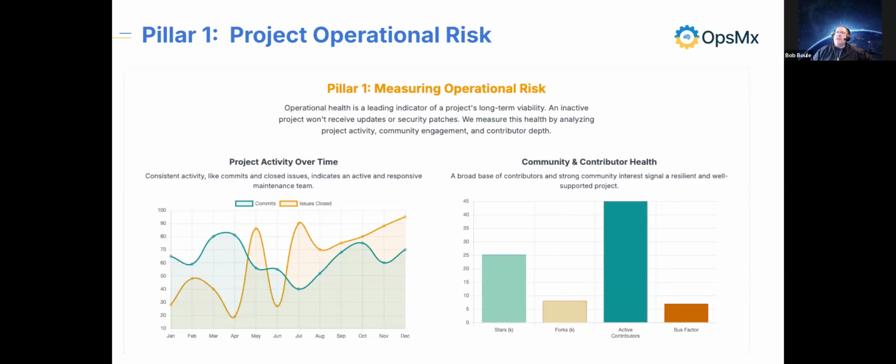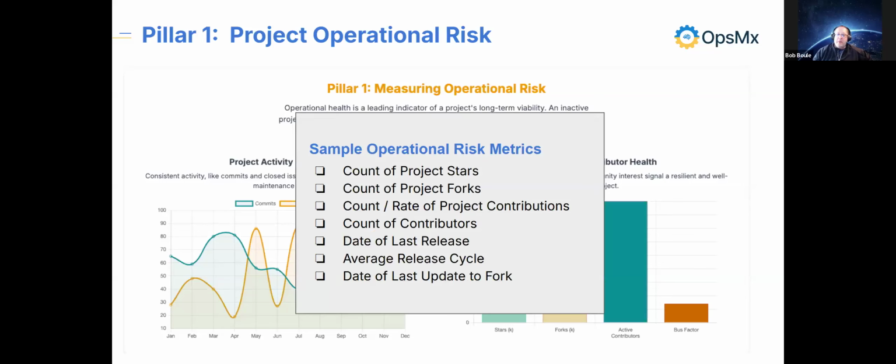I think there's a build here, David, as well. The sample operational risk metrics are going to be project stars, forks, watchers, contributors, number of contributions, the average release cycle, and the date of the last update. Those types of scenarios are really leading indicators to that project health.